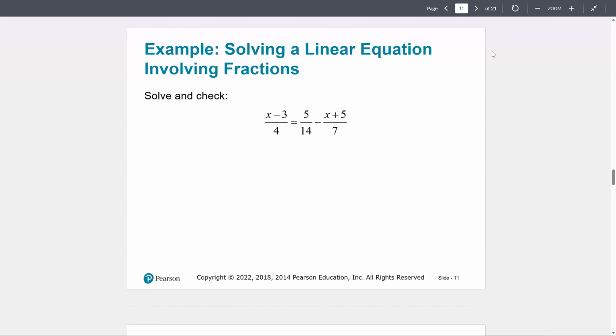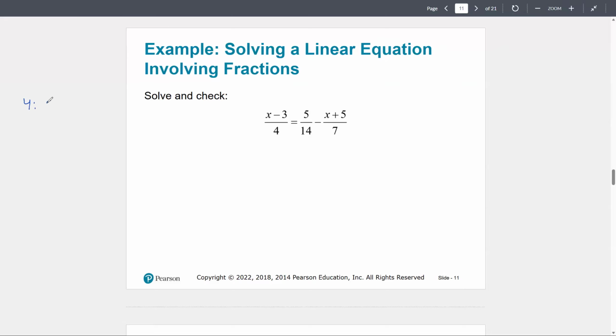Now let's say we have a linear equation that has denominators. So this is technically a linear equation. It's just representing a bunch of fractions. So we just learned something earlier, an LCD. We can clear the fractions. So we have 4, 14, and 7. So I'm going to put my LCD over here.